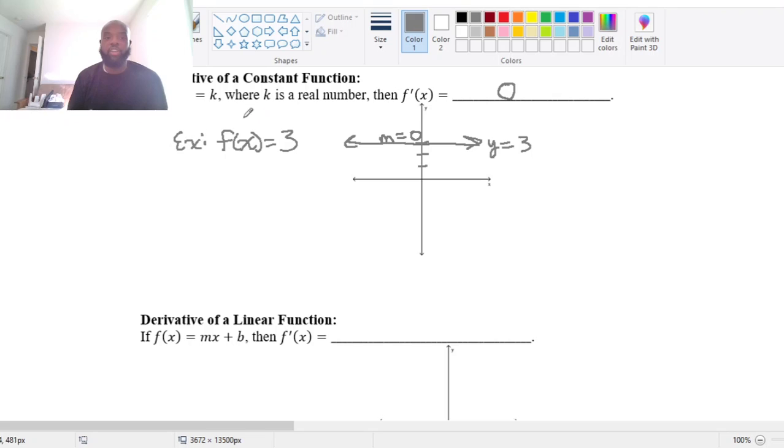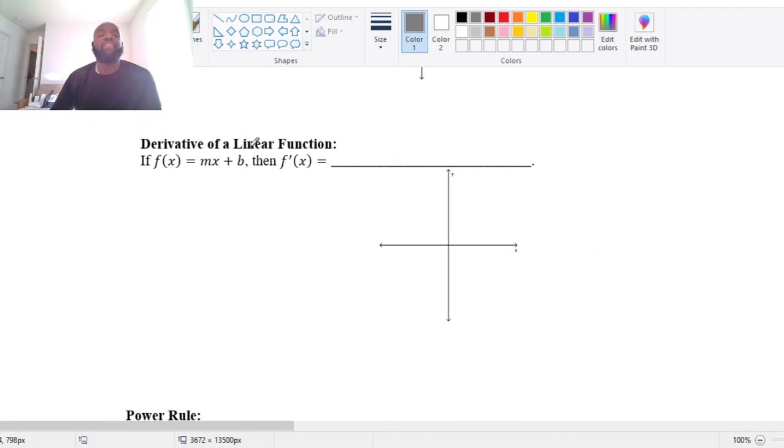If I ask you to find the derivative of f of x equals 3 or 4 or 7 or -5 or -10, then the derivative function f prime of x is just f prime of x equals 0 each and every time. All right, the derivative of a linear function.